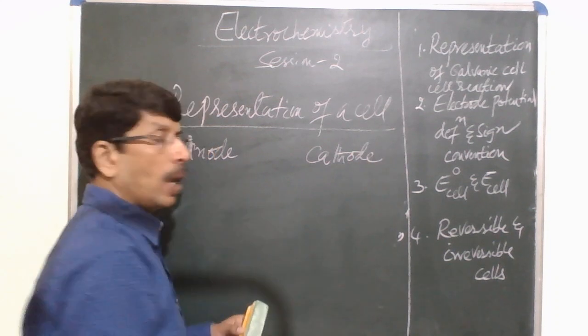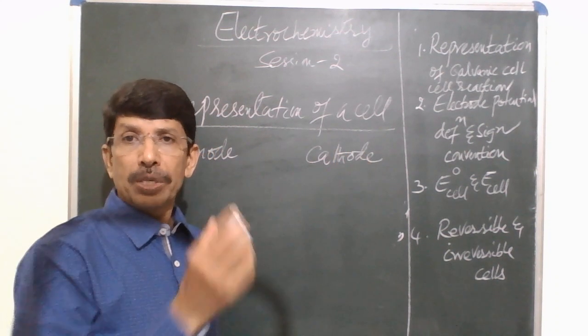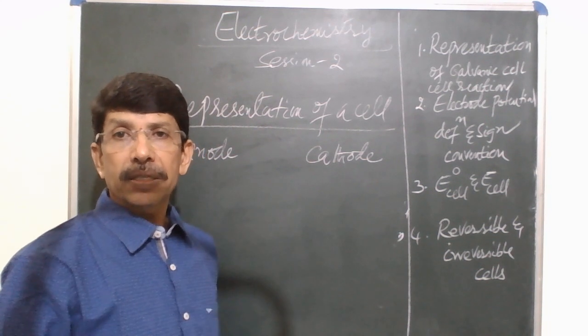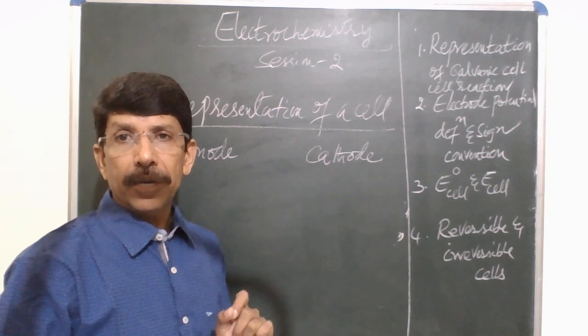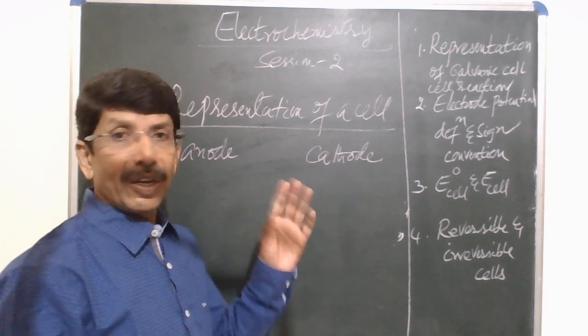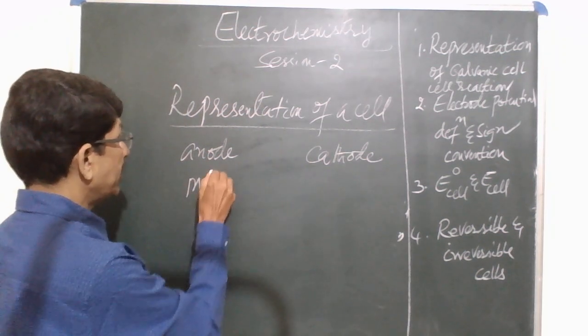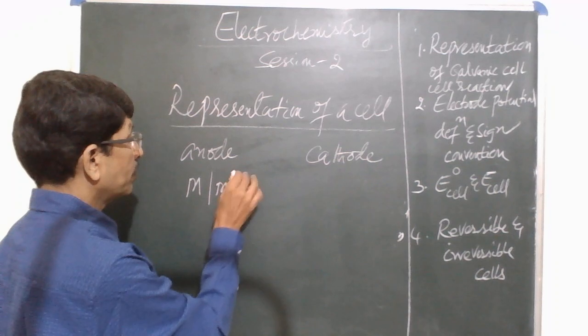How to identify the anode and cathode, we'll learn a bit later. Looking at the standard reduction potentials, we can predict which is an anode and which is a cathode among the pair of electrodes given. So the anode is written first, followed by the cathode. And how is an anode represented? Metal followed by metal ion.